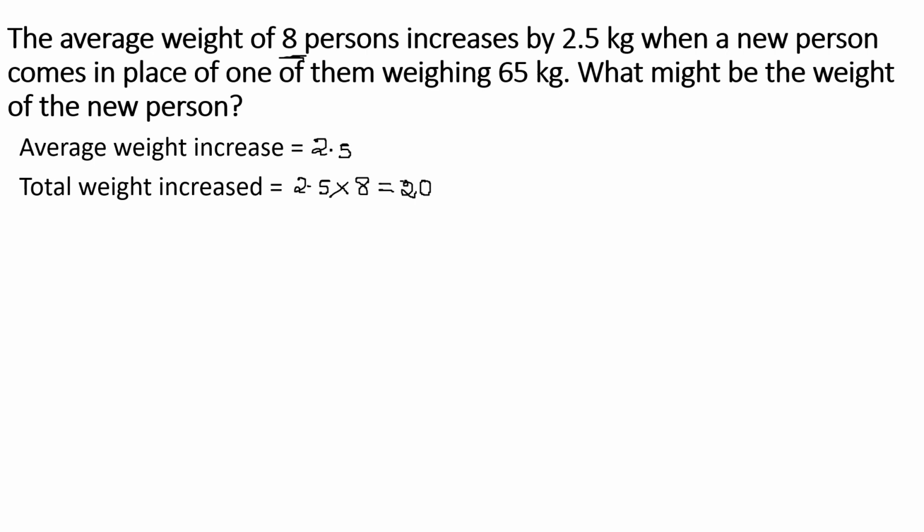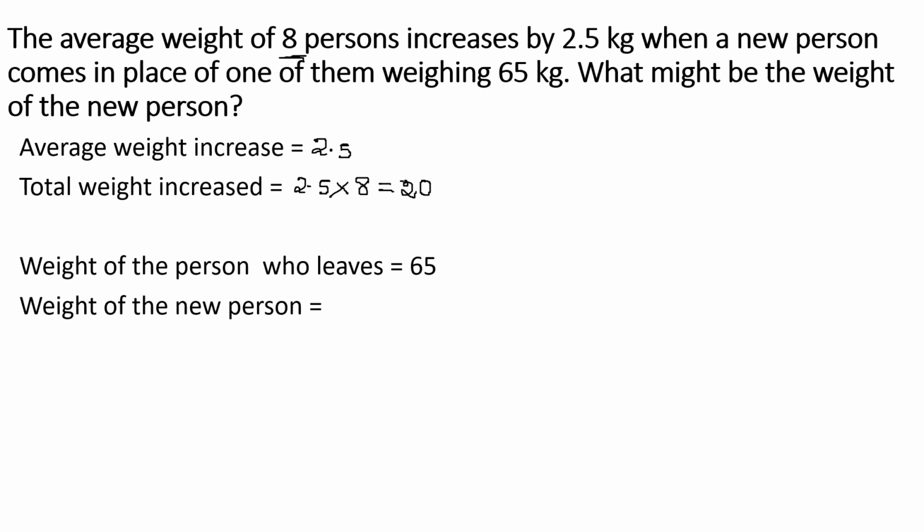Now the person who left, his weight is 65 kilograms. Therefore, since the total weight increases by 20 kilograms, the weight of the new person will be the old weight of the person who left, plus how much is increased. Since it is increased, we are adding, okay? 65 plus 20, that is 85 kilograms. So this is the weight of the person who joined the group.